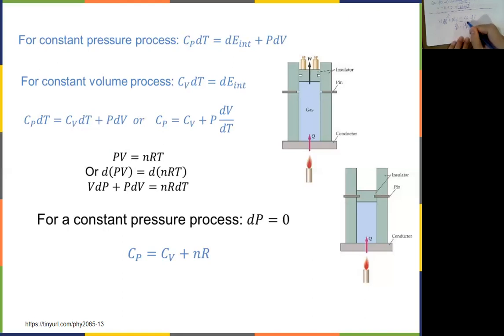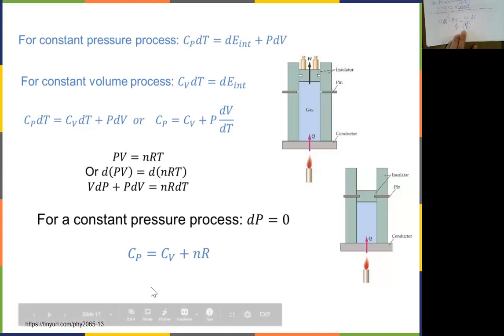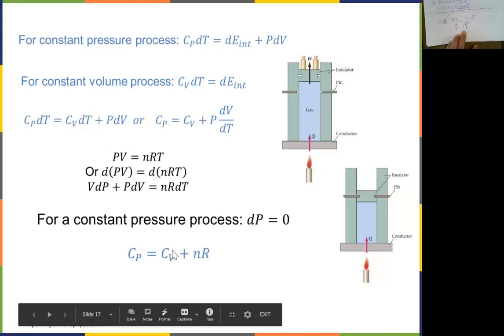Now you take this, so take this to here, dV over dT is equal to nR divided by P, right? So P and P will cancel out. So then you can see that Cp equals Cv plus nR, okay, which is this relationship here.